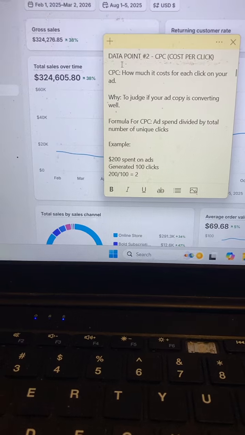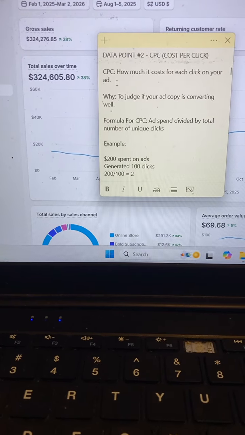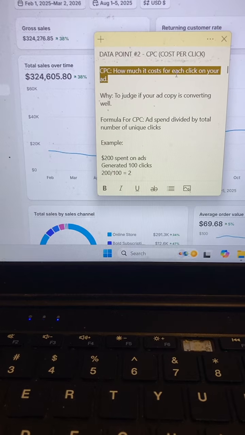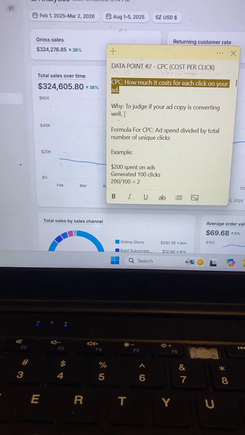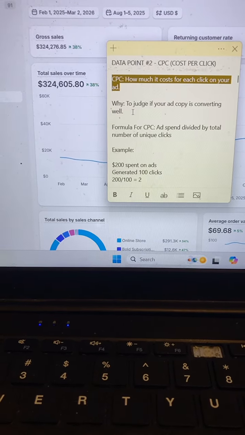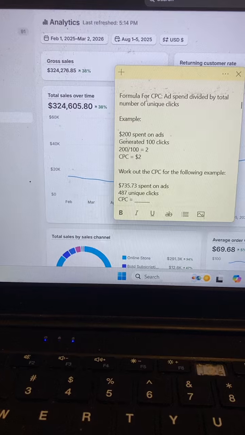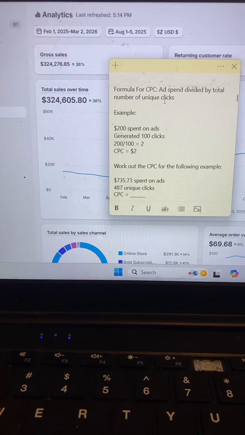So data point number two you want to get down is going to be your cost per click. And that simply means how much does it cost for each click on your ad. And this is an important metric to judge because you know if your ad copy or your video is performing well.